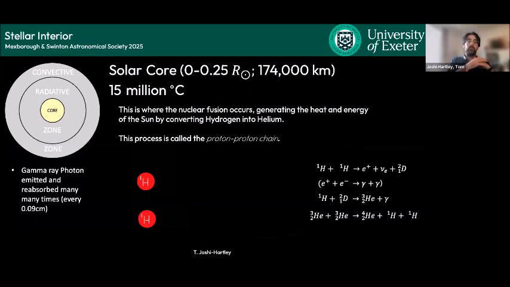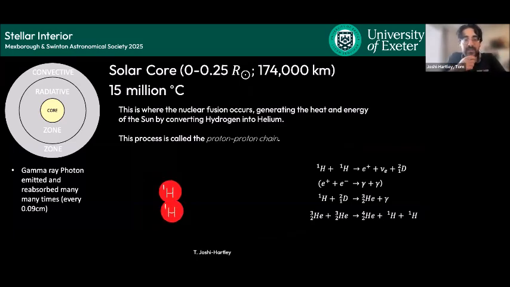So starting at the core and working our way out, the solar core makes up the inner quarter of the radius of the sun, about 174,000 kilometers, and it's the hottest region. It's at 15 million degrees Celsius. Because it's so hot, nuclear fusion can occur here, which generates all the heat and energy of the sun through this conversion of hydrogen into helium. This process happens through the proton-proton chain.